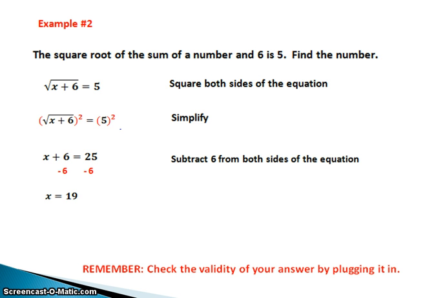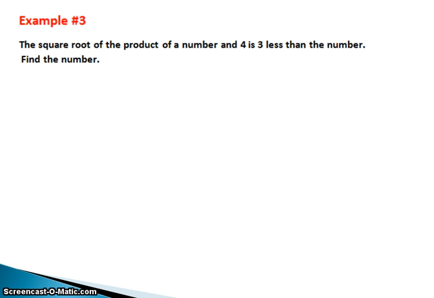Now that brings us to our last example. The square root of the product of a number and 4 is 3 less than the number. Find the number. Okay, now let's analyze what this is telling us. First of all, it uses the word product, which tells me that we're going to have to multiply something. And it says the product of a number. Doesn't tell me what the number is, so I think I'll make that my variable, because variables represent unknowns.